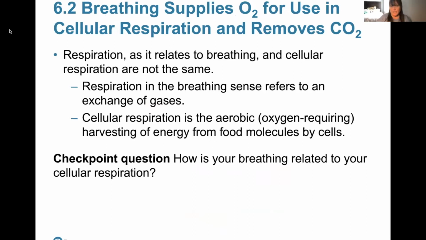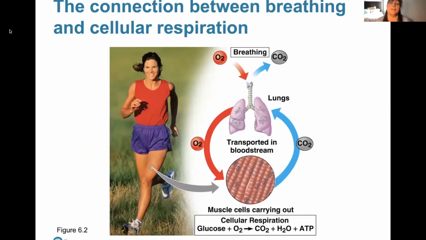Respiration, as it relates to breathing, and cellular respiration are not the same thing. When you're talking about breathing, that's what we tend to think of with respiration. That's not what we're talking about for cellular respiration. Cellular respiration is the aerobic harvesting of energy from food molecules by cells. Now, the reason I said aerobic like that is because we are going to end up talking about aerobic respiration and anaerobic. So aerobic means it requires oxygen. Anaerobic, by putting that "an" before it, means without oxygen. Showing that your breathing respiration is connected to cellular respiration because you're having to take in the oxygen.